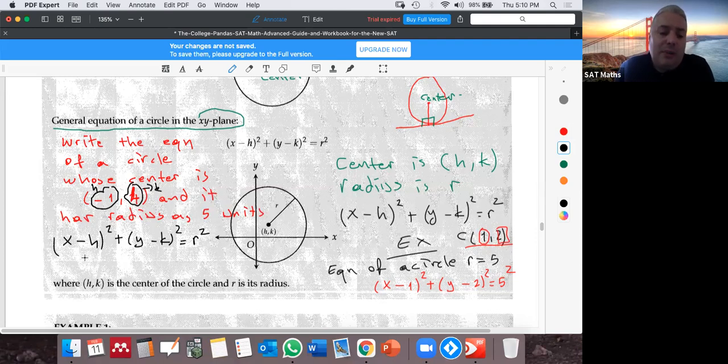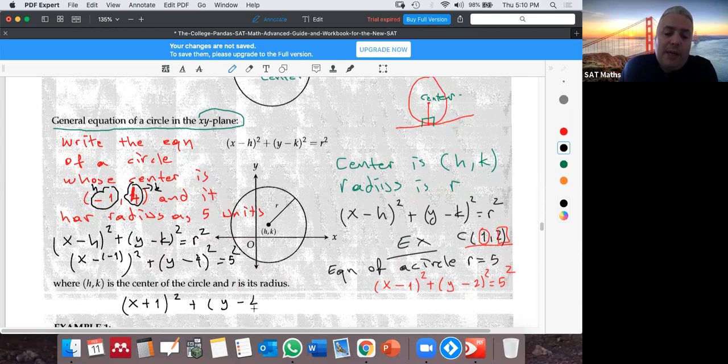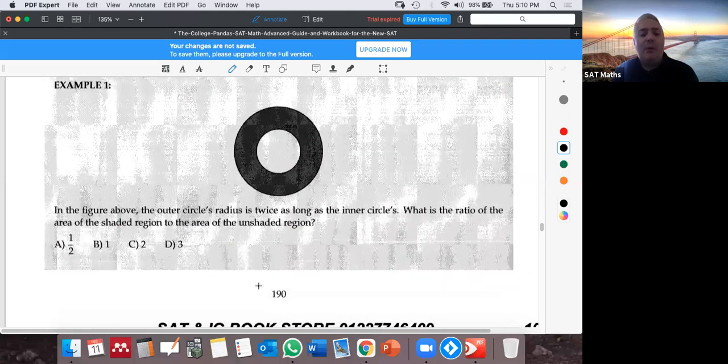So the answer will be (x minus h, which is negative 1) squared, plus (y minus k, which is 4) squared, equals r, which is 5, squared. So it will be (x plus 1) squared plus (y minus 4) squared is equal to 5 squared, or 25. You can say that's it. Let's see now how the examples will be.